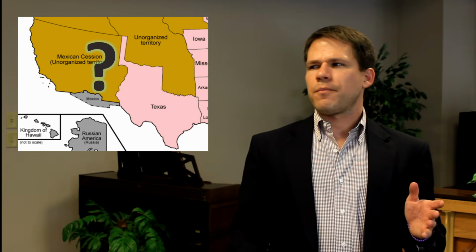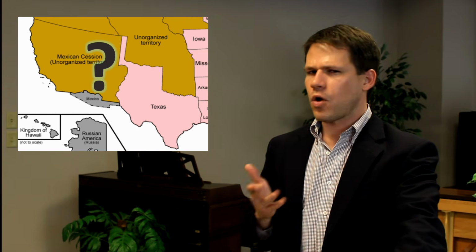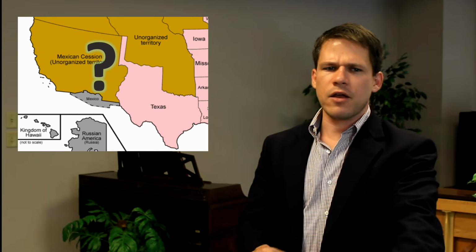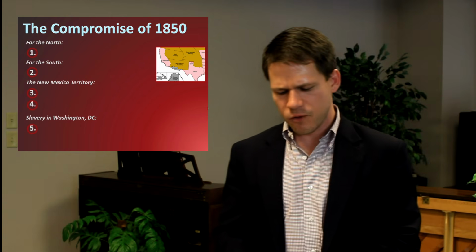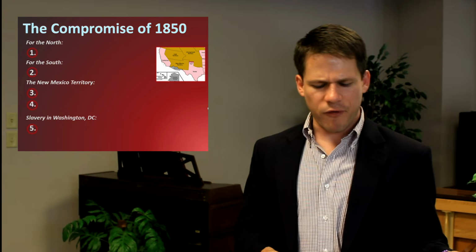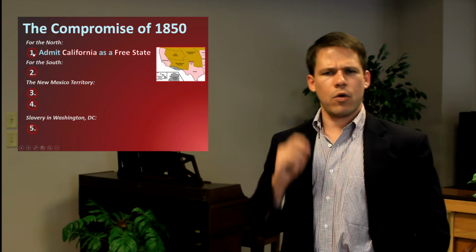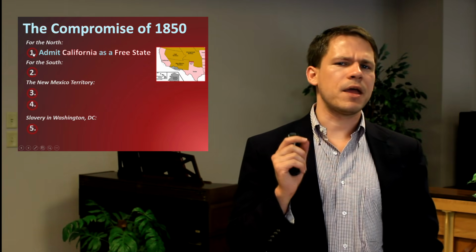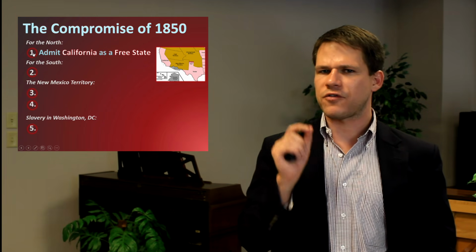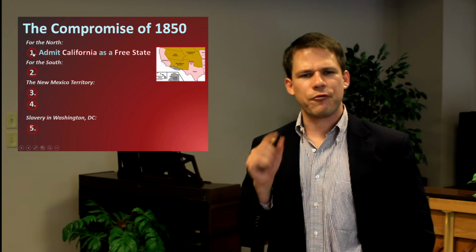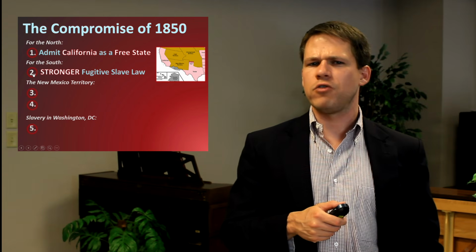And so a big controversy arises after the Mexican War. What are we going to do with the Mexican cession? What are we going to do with these territories? And this ignites a controversy which ends with the Compromise of 1850, put together by Henry Clay and Stephen Douglas. There are 5 provisions of the Compromise of 1850. First of all, for the North, California is going to be admitted as a free state. Not as 2 states, a free and a slave state, but as a single, humongous, gigantic free state. And in return, the Upper South is going to get a stronger fugitive slave law.